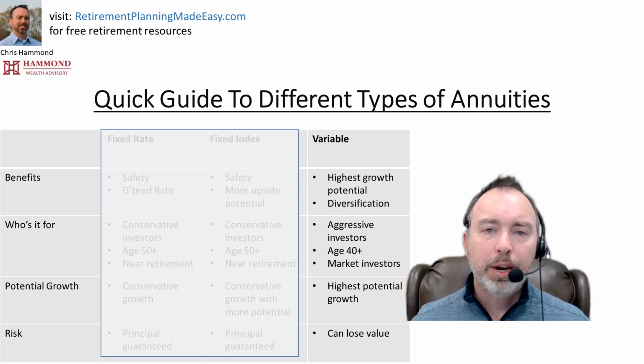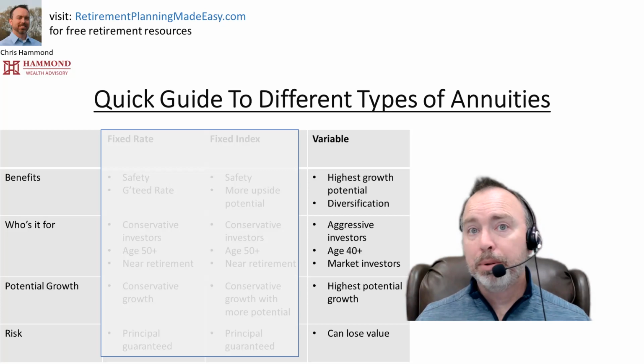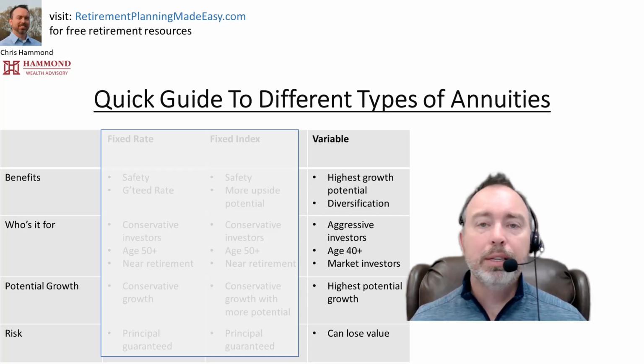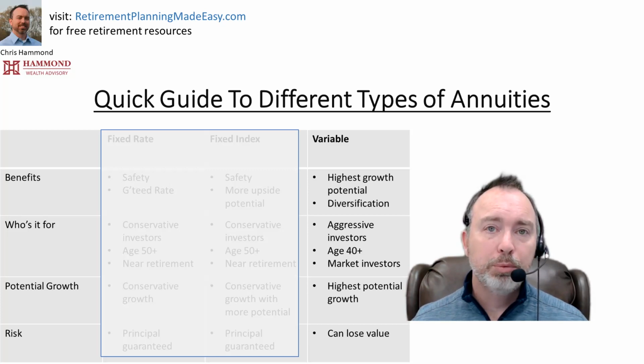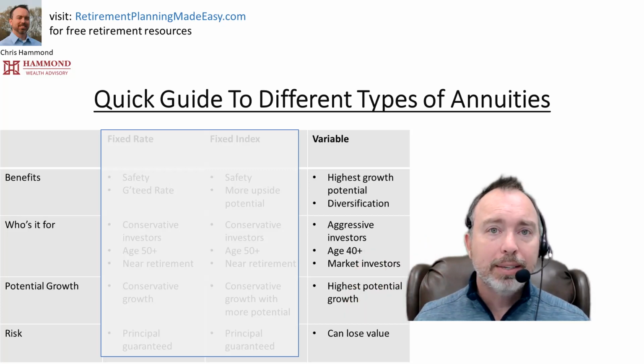Variable annuities, whenever you hear people like Dave Ramsey or Suze Orman or a lot of people on the internet say annuities suck, well, the reason they're saying that a lot of times is because variable annuities have a bad reputation for having high fees inside of them. So that is a big downside.